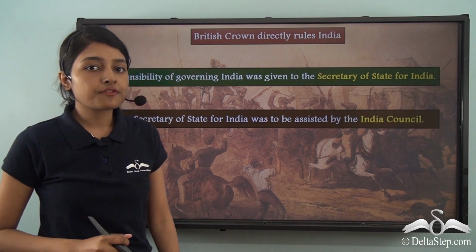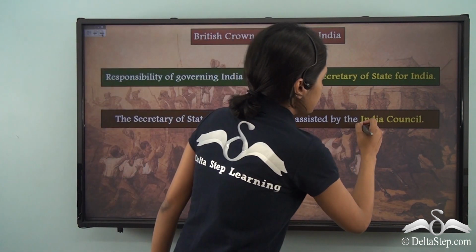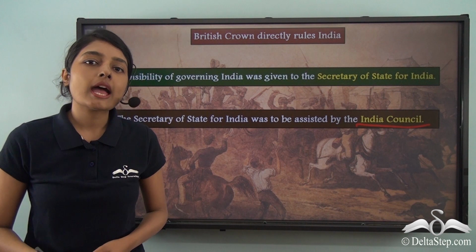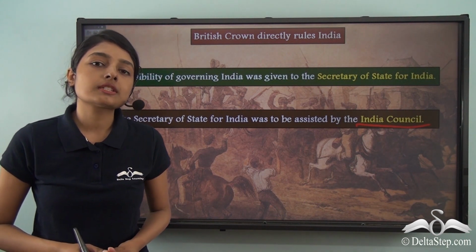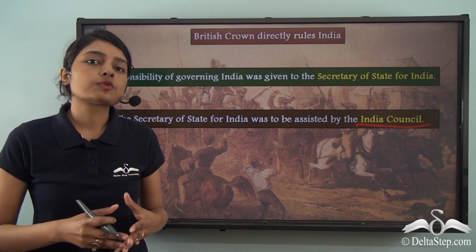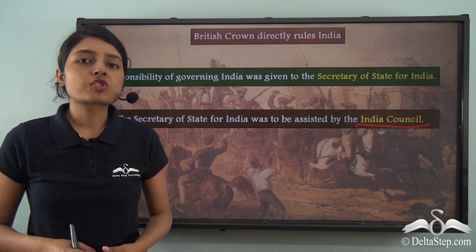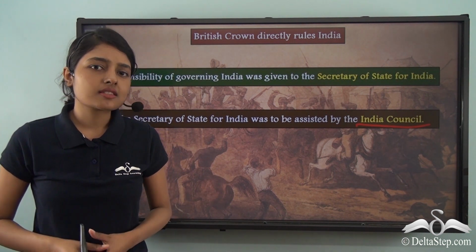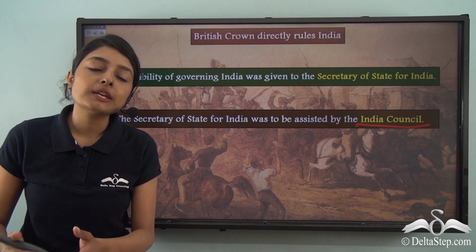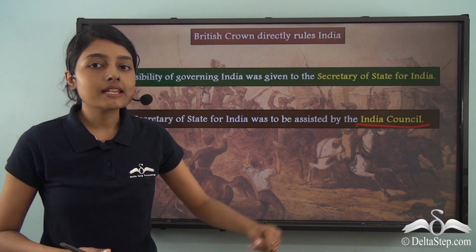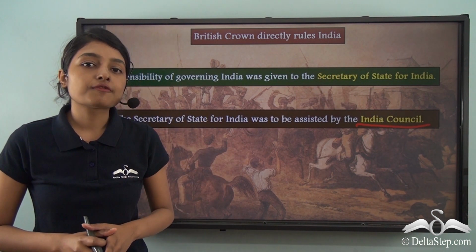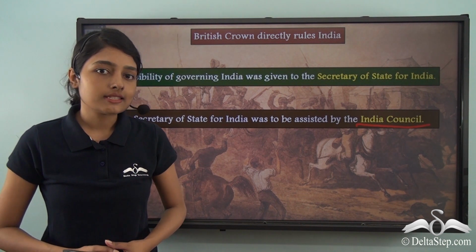the Secretary of State for India was to be assisted by the India Council. Now the India Council was made up of British officers who had served and worked in the Indian subcontinent for more than 10 years. So what can we understand from this? From this, what we can infer is that the British Crown was trying to establish and strengthen its authority in the Indian subcontinent. It was trying to understand and well govern the people in the lands, which is why this India Council was now supposed to help and assist the Secretary of State for India in his governance of the Indian subcontinent.